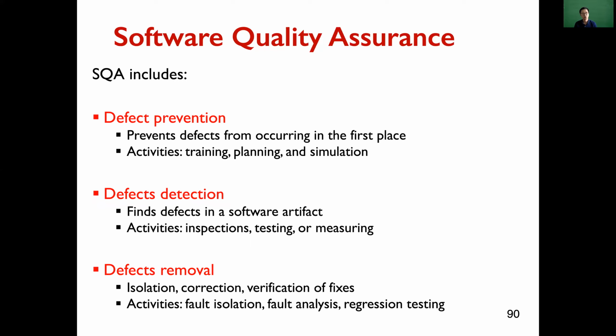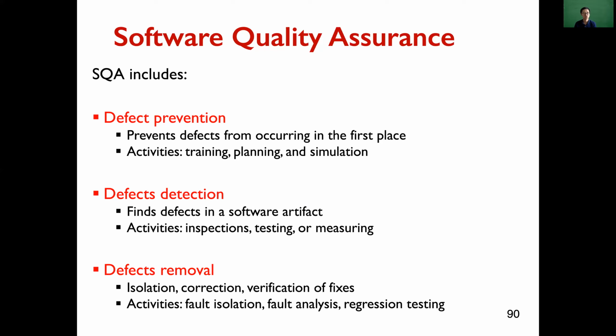So SQA usually includes three goals. The first one is defect prevention. So we want to prevent defects from occurring in the first place. To do this, we need to do proper training of our people. And we also need to do proper planning and proper simulation to ensure that defects can be prevented.